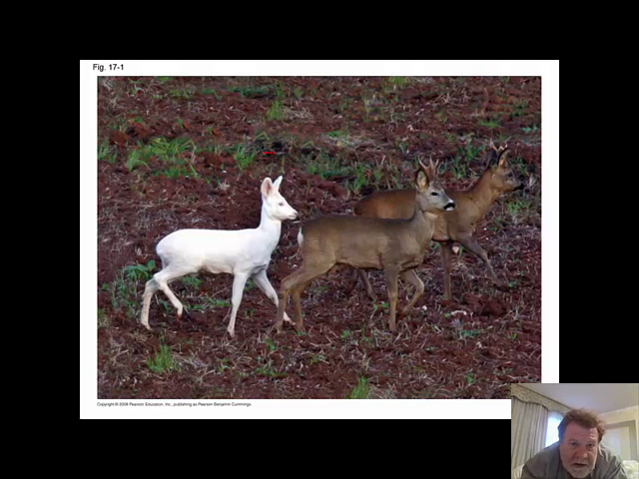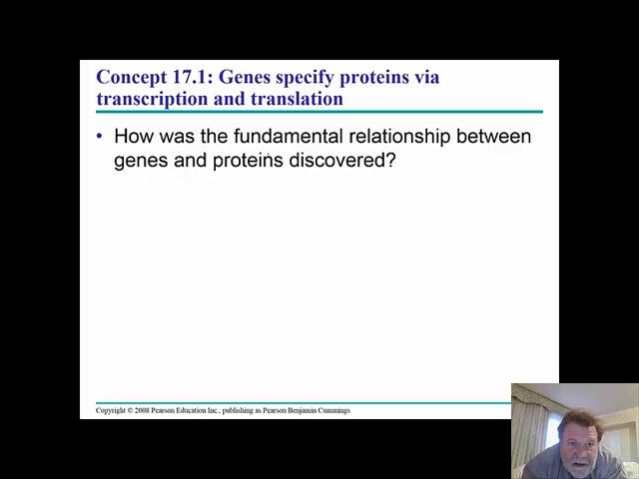Now what we're going to show here is that we have a mutant deer, and that is because that mutant deer either fails to produce a certain protein or produces an altered protein, and we're going to explain how that can happen.